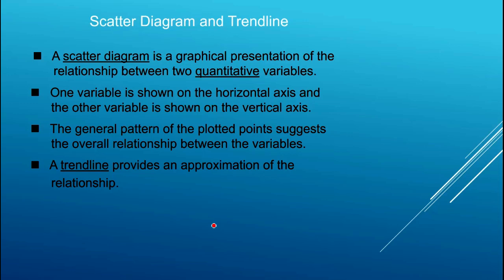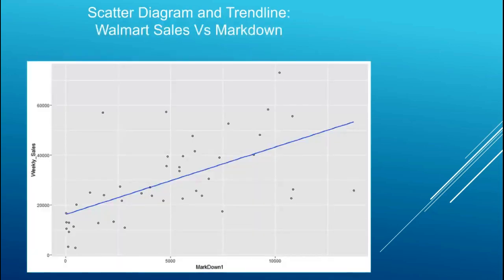And the only type of trend line that we're going to try to fit here is a linear trend line. So we're going to look at the simplest case. We'll look at other cases later in the semester. Here is a plot of my Walmart weekly sales. I put that on the vertical axis. And I put a variable called markdown on the horizontal axis.